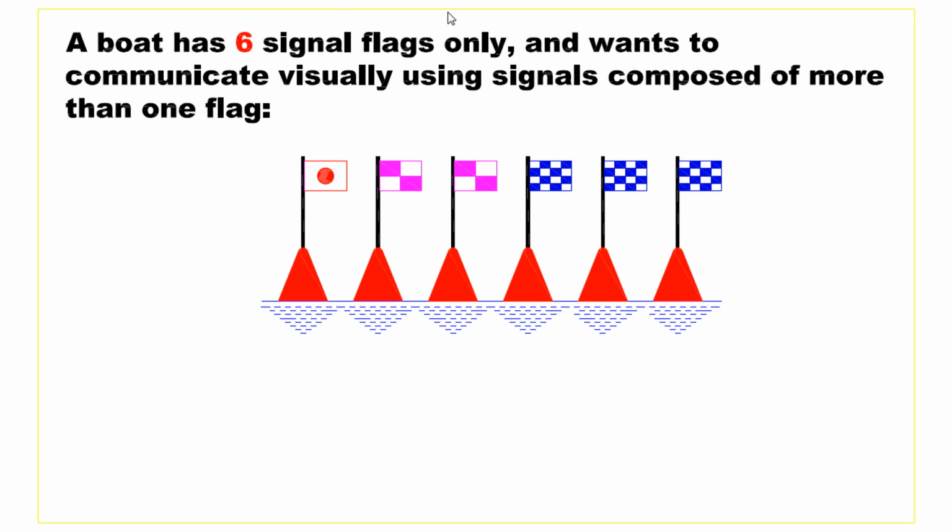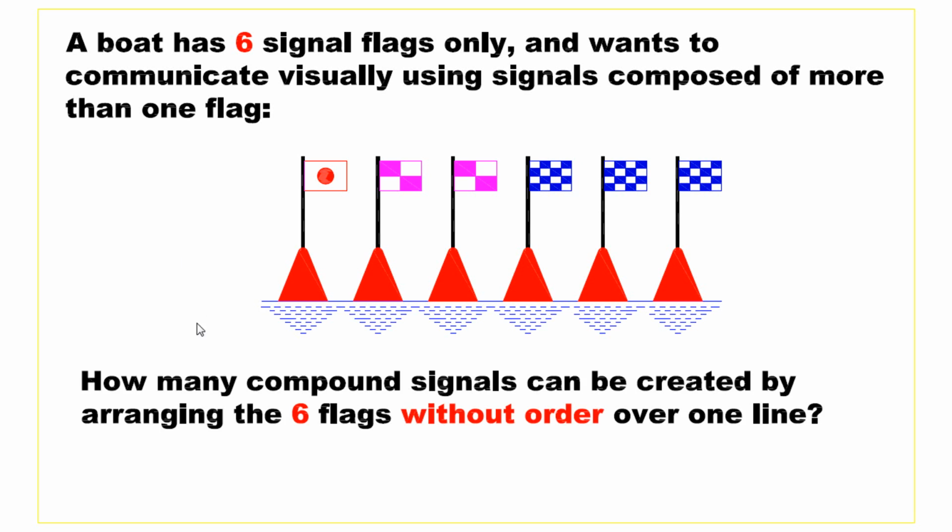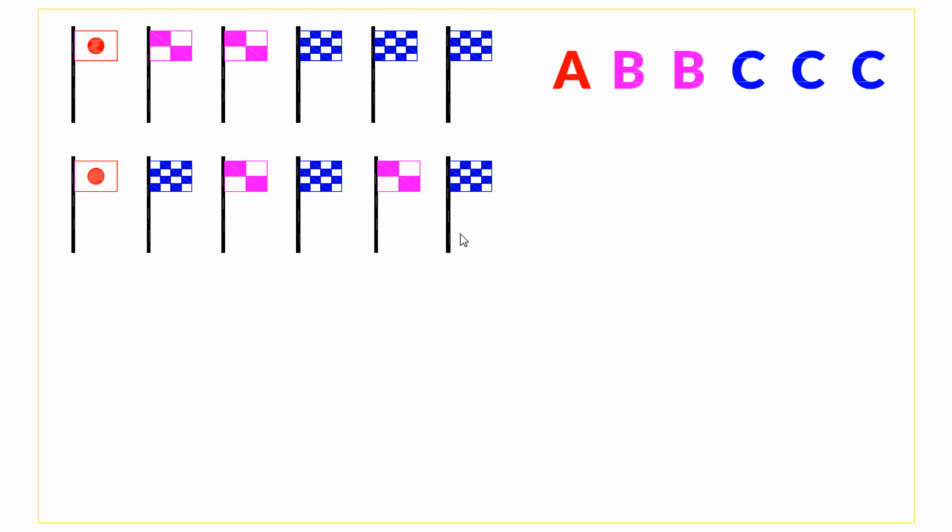So now we have the second question. We have again the same 6 flags, and we want to generate signals composed of 6 flags but without order. So how many compound signals can be created by arranging the 6 flags without order over one line? So let's say we have these 6 flags and the corresponding sequence is the following. We can rearrange them in a different way and we get the corresponding sequence.